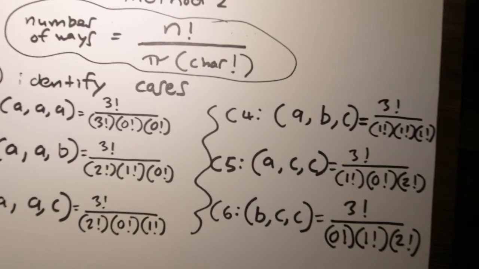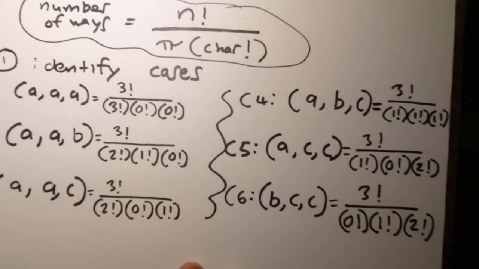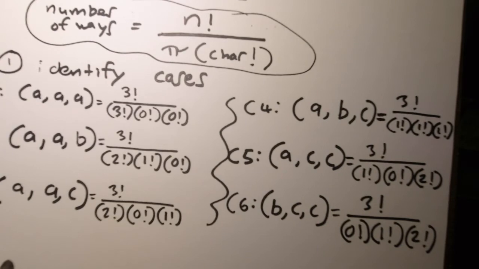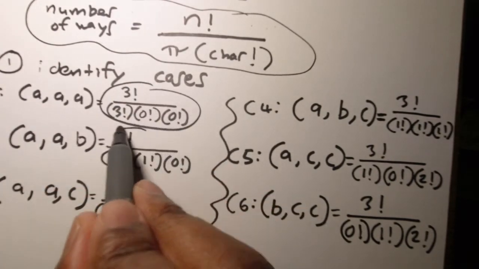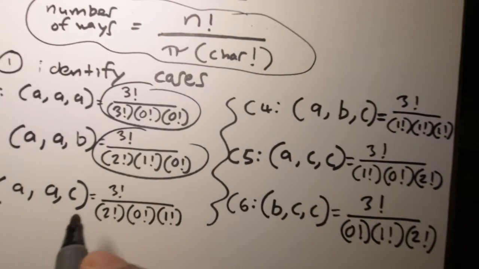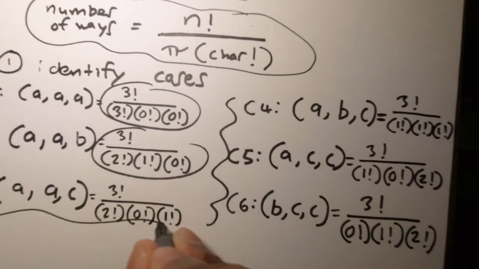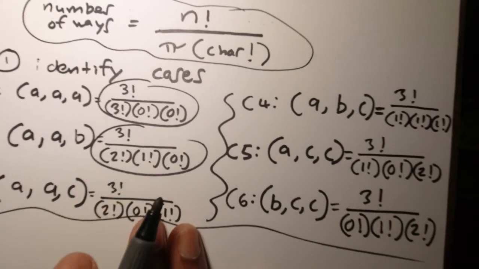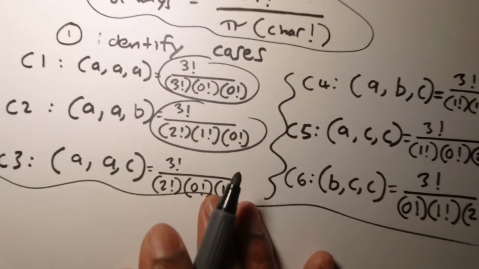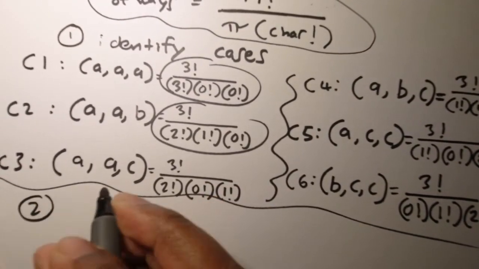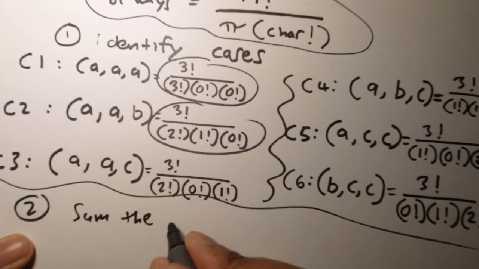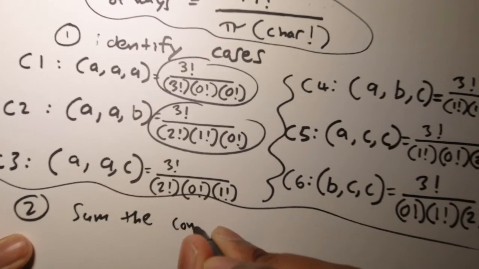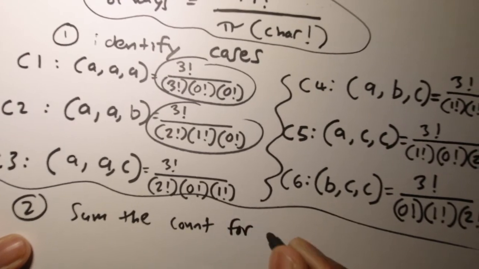Let's continue to step 2. Step 2 is to take the result of each one of these cases. So this is going to be a number. This is a number. These are all numbers. When you evaluate that, you will get numbers for all of the cases. Step 2 is to then sum the counts for cases.